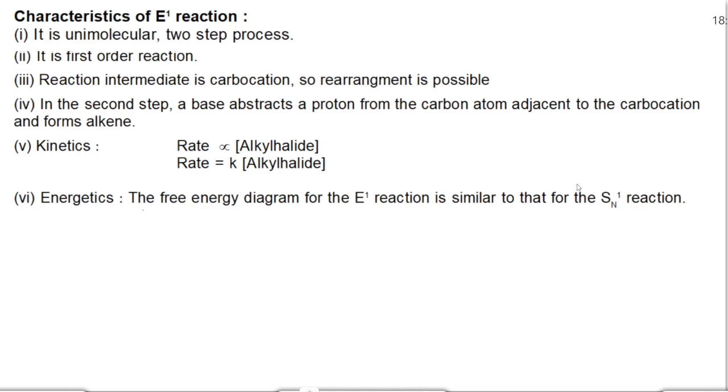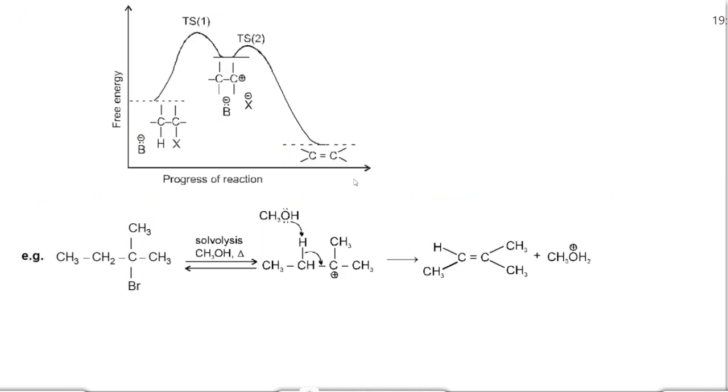Now the free energy diagram of E1 reaction is similar to that of SN1, because SN1 as well as E1 both take place in two steps. Both lead to the formation of carbocation. Only the second step is different, because in the second step in SN1 the nucleophile attacks from front side or back side, but here the reagent added acts as a base, and therefore it abstracts a proton. That's why again there are two transition states.